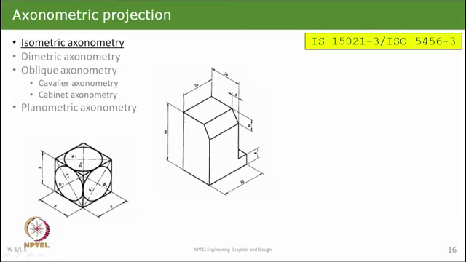In a sketch we did not put a dimension, it was approximately something. Now, we are being very specific. So, that is isometric.